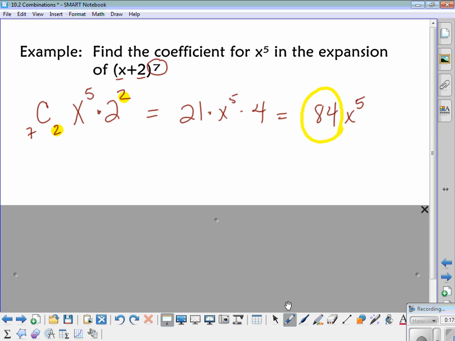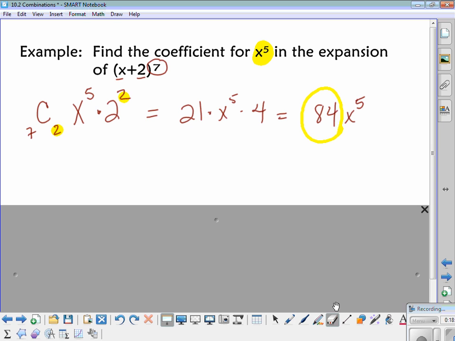Where the 5 came from. Because that was what was in the original problem, what they were asking for. They were asking for the coefficient for x to the fifth, so that's how I knew it was x to the fifth. Right, if they had asked for x to the fourth, then it would have been 2 cubed, correct. And then it would have been 7 choose 3. Okay? All right.